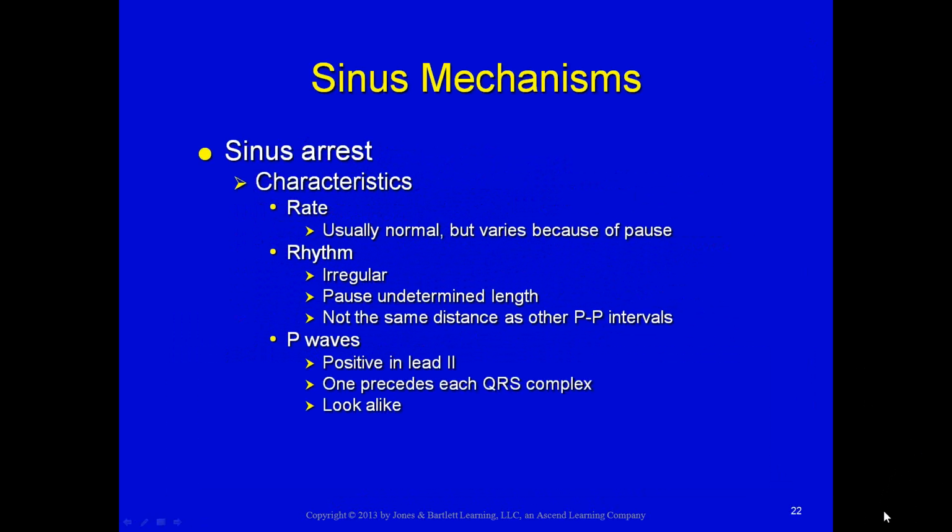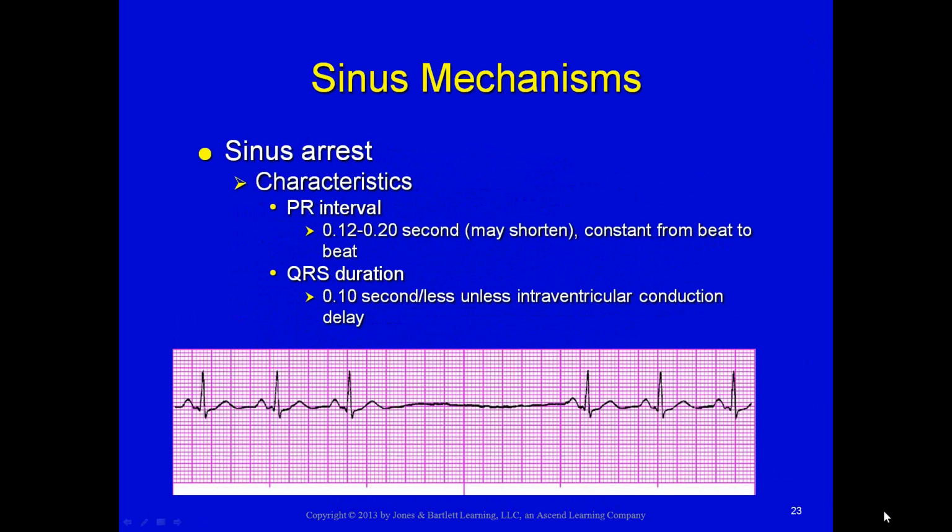There's going to be one for every QRS. They're going to look alike. The PR interval is going to be normal. The QRS width is going to be normal. So what you'll see here, which differentiates a sinus arrest from a sinoatrial block, is the pause. In a sinoatrial block, the rhythm is not affected.